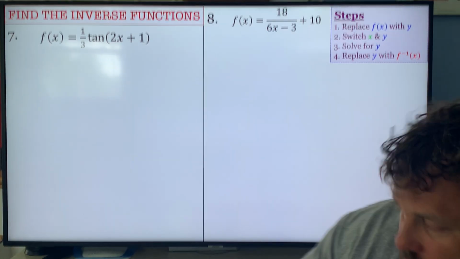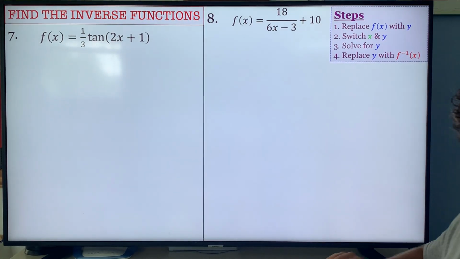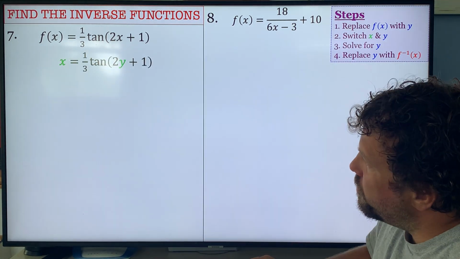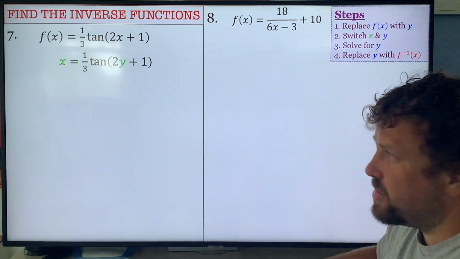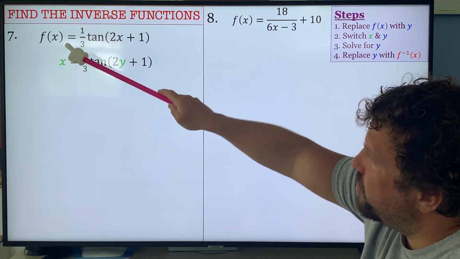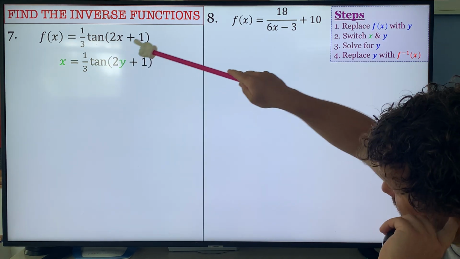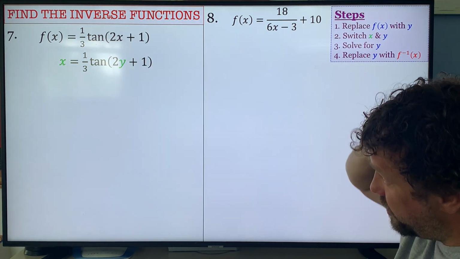Two more inverses. What is a trig inverse? We did this with the do now. So replace the x and the y. I didn't have space, so I just do it right away. You get y equals 1/3 tan 2x plus 1, so x equals 1/3 tan 2y plus 1.